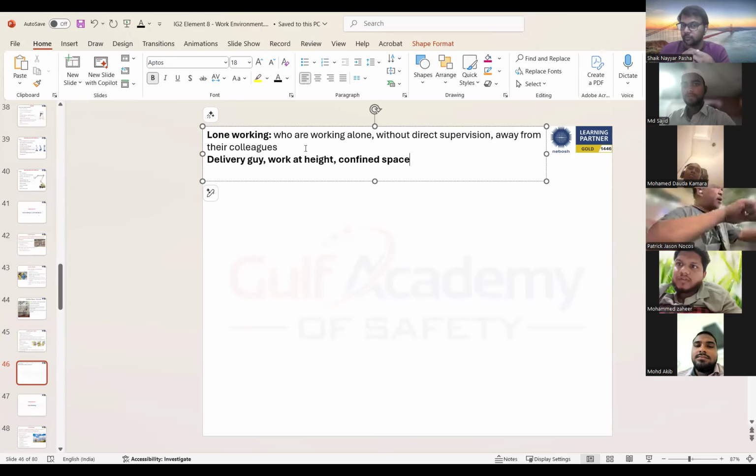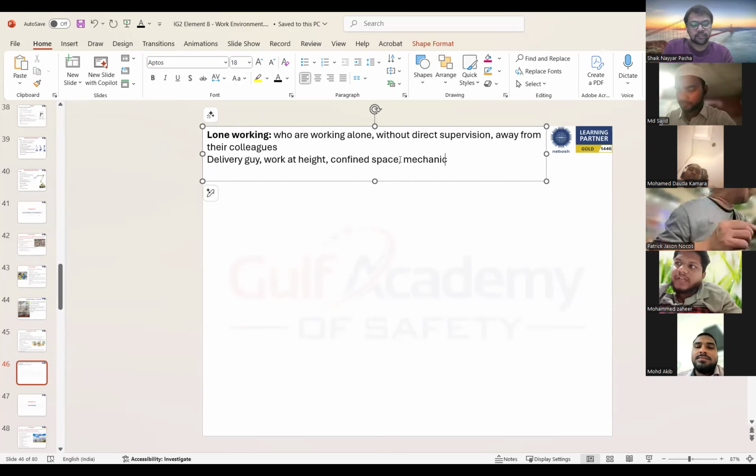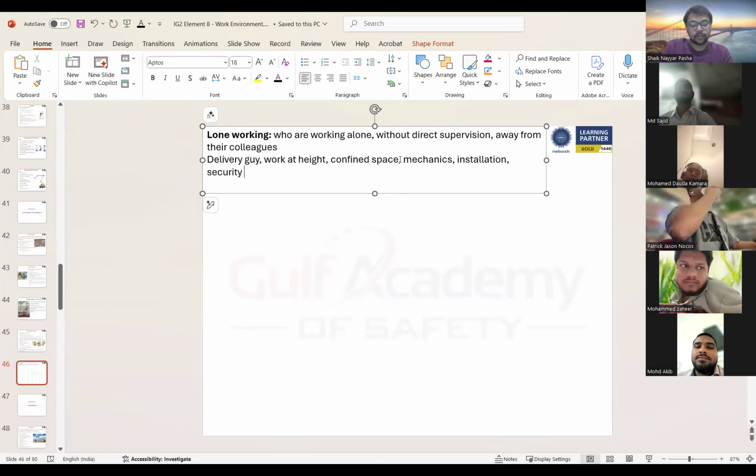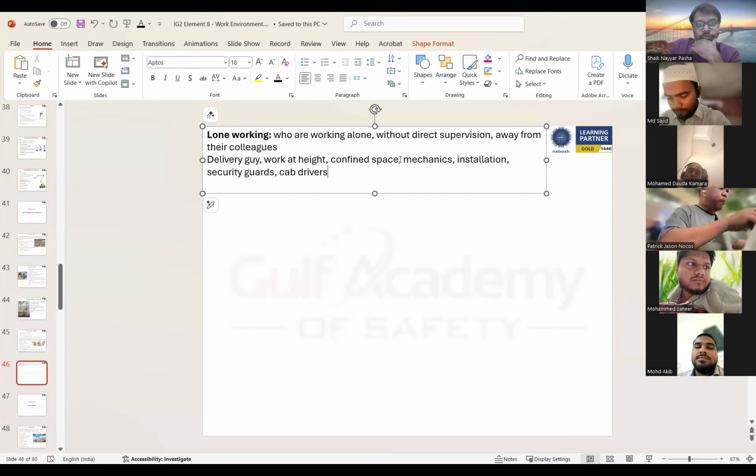Lone workers depend. A worker who is doing a job in a confined space is also a lone worker. Security guards, mechanics, installation staff, Uber and Ola drivers, cab drivers, right? So all these are lone workers.